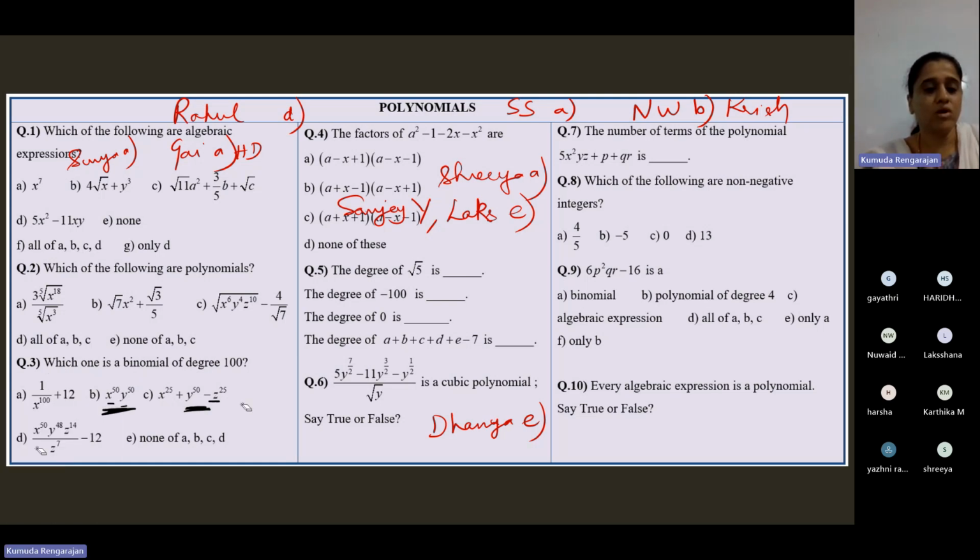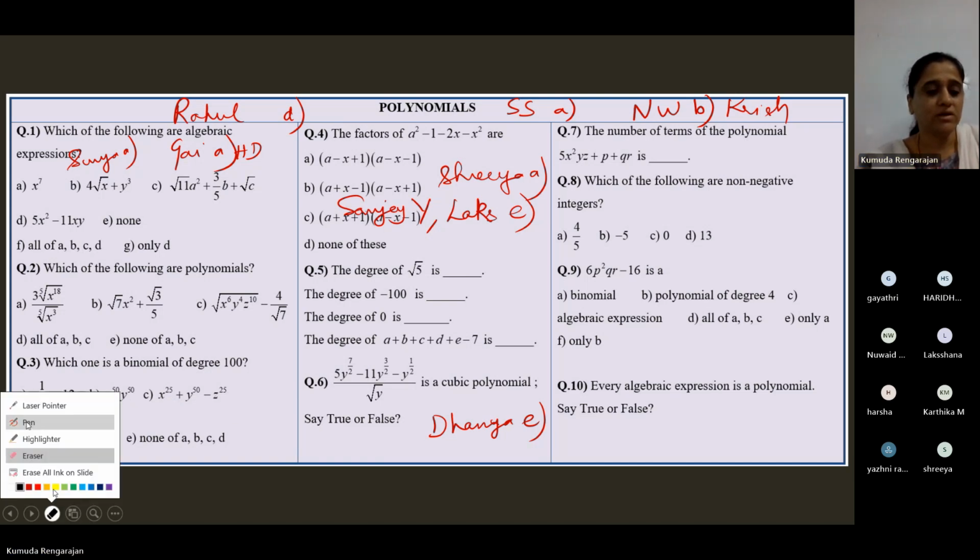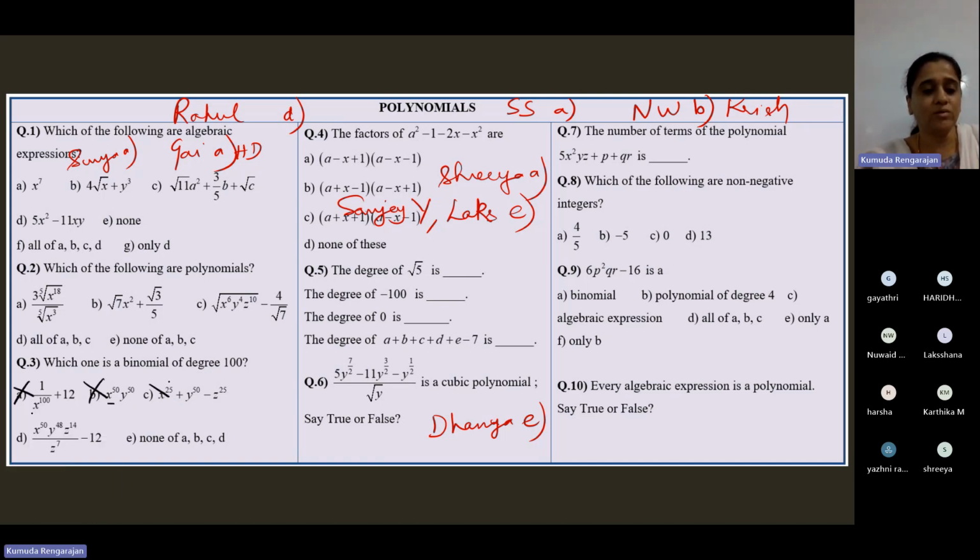Okay. What about D? A, no. B, no. C, no. What about D? We'll have to simplify, right? So it'll be x to the power 50, y to the power 48, z to the power 14 minus 7. Subtract the powers: z to the power 14 divided by z to the power 7. So option D simplifies to x to the power 50, y to the power 48, z to the power 7. Why 7? Because 14 minus 7 is 7. Subtract the powers.